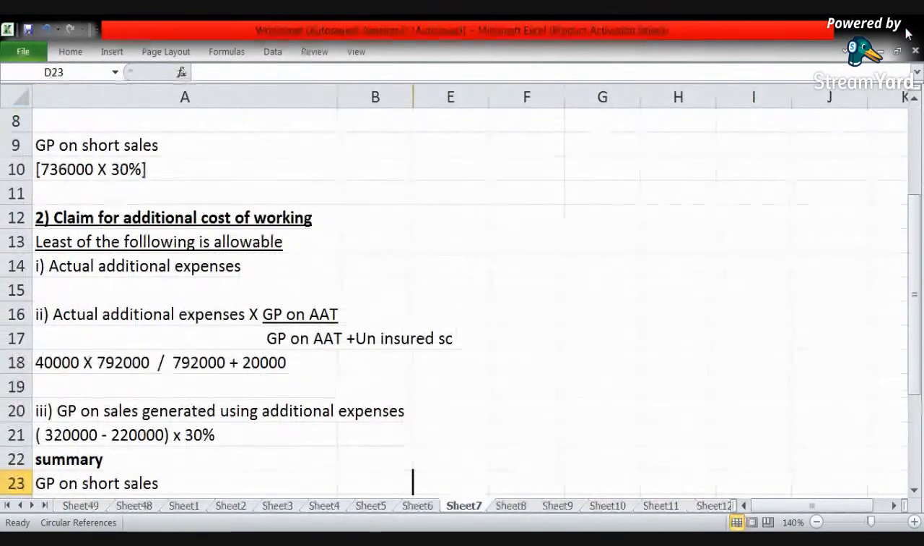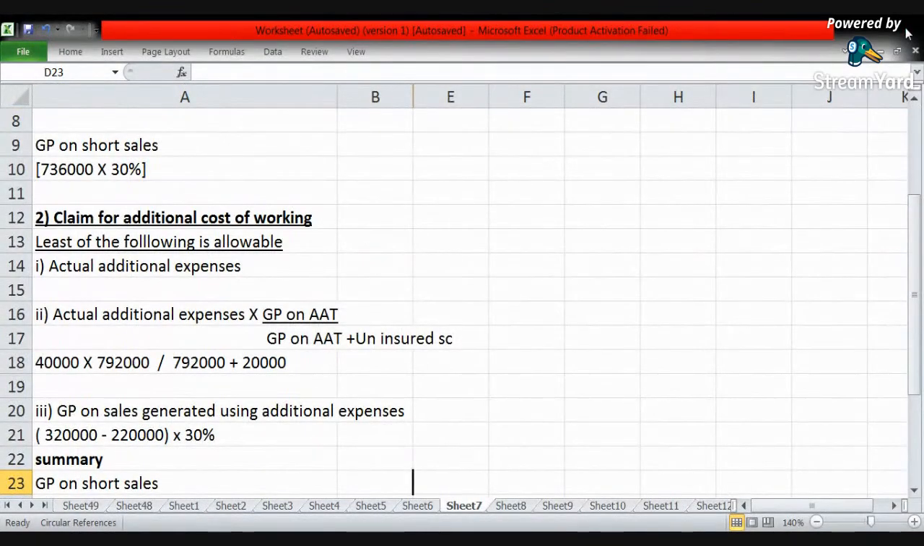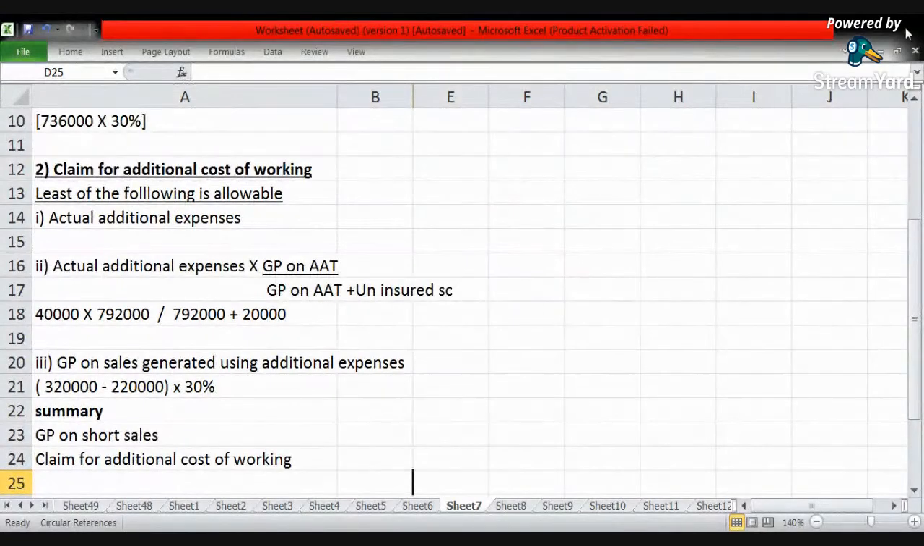After finishing this, we need to go for a summary. Here also the average clause is applicable. But what we will compare is the policy amount with the gross profit on adjusted annual turnover. Let me repeat, what you will compare is the gross profit on short sale. We will compare that with the policy amount, and GP on AAT. That average clause we can see tomorrow in the morning class. We can finish very quickly.